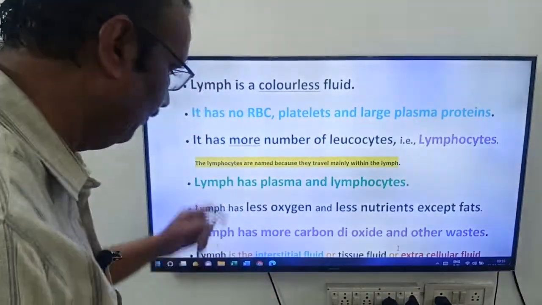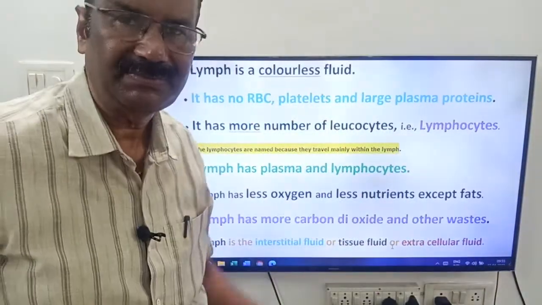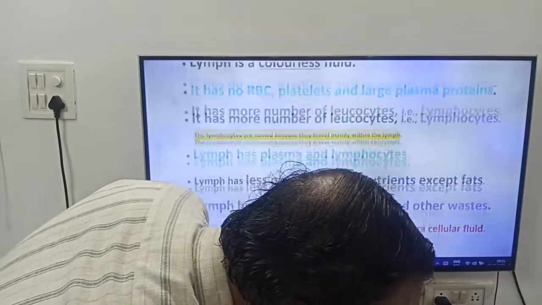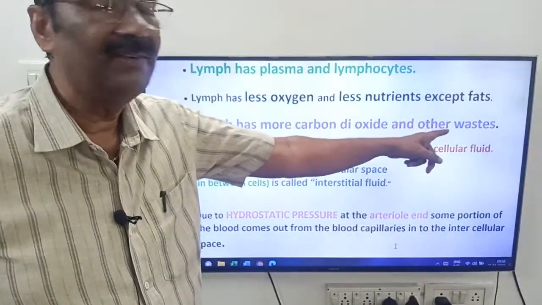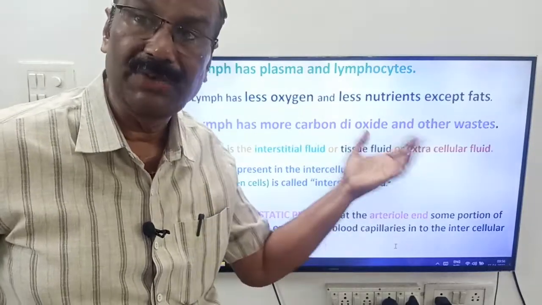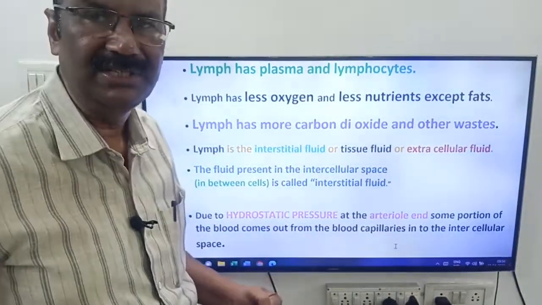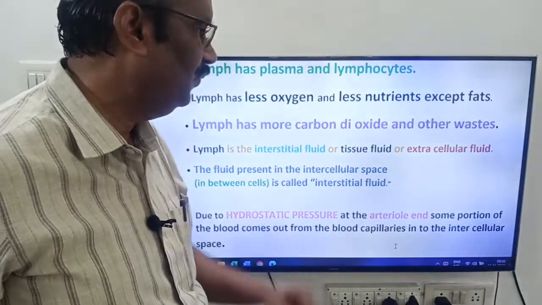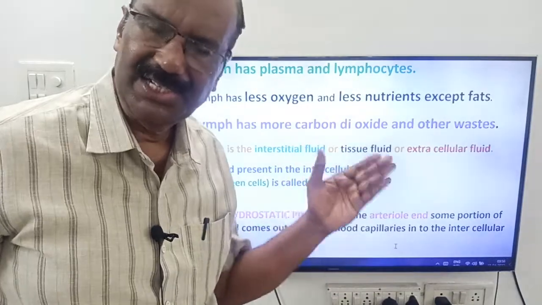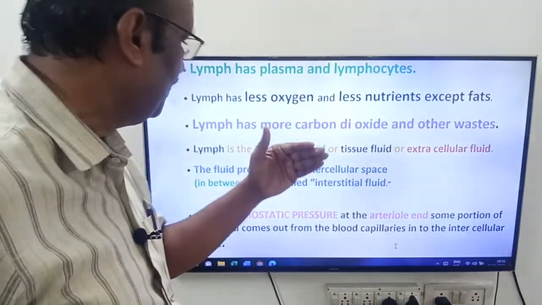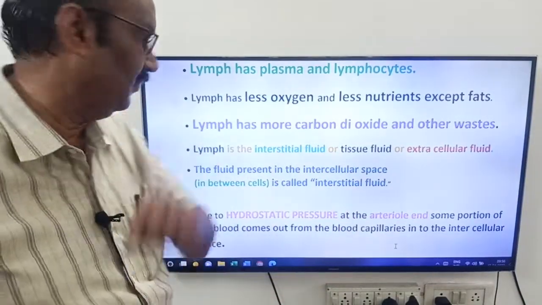Okay, friends. Now, lymph has more carbon dioxide and other waste. What is that, friends? Lymph has more carbon dioxide and other metabolic waste like urea, friends. Lymph is the interstitial fluid, as I just told, or tissue fluid or extracellular fluid, or intercellular fluid.